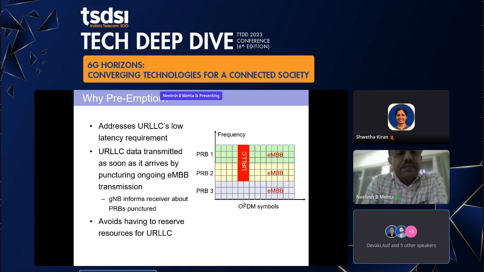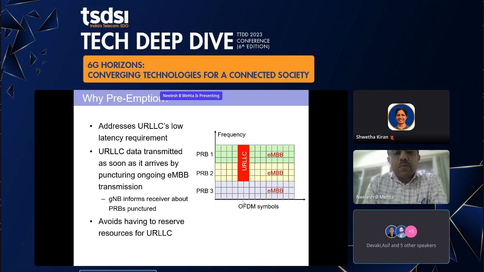So the idea is very, very simple. Like I said, as soon as the URLLC packet comes, it's transmitted. You just don't wait for the ongoing transmission to end. For example, you don't wait for the slot boundary. You just go, boom, fire it away as soon as you can. Now, why would you want to do that? The idea is very simple. It cuts down on your scheduling delays.